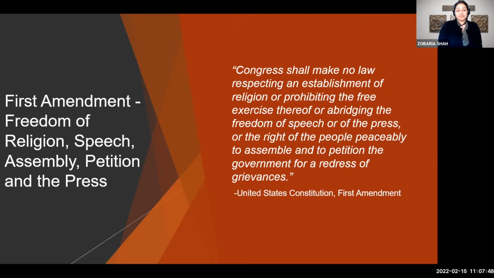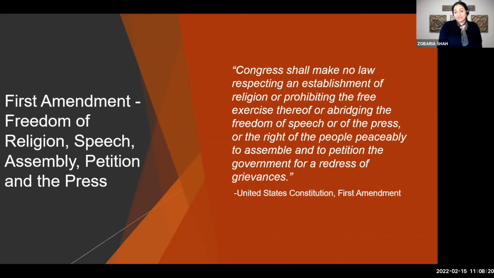And the First Amendment states that Congress shall make no law respecting an establishment of religion or prohibiting the free exercise thereof, or abridging the freedom of speech or of the press, or the right of the people peaceably to assemble and to petition the government for a redress of grievance. Essentially, it's saying that the American people have these 5 freedoms. If you guys have any questions about any of these freedoms, please feel free to mention it in the chat.